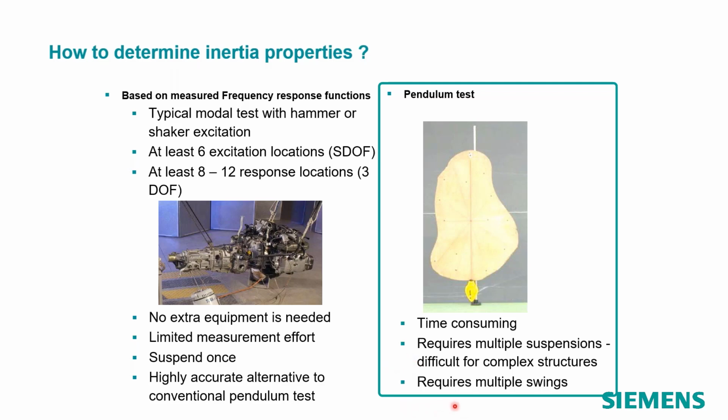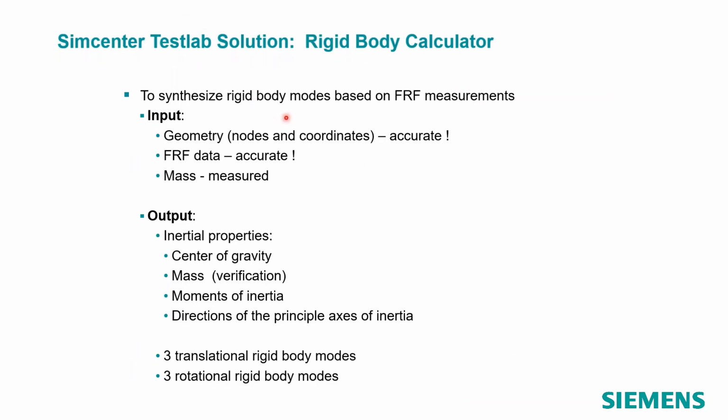With the rigid body calculator in Test Lab, we can synthesize the rigid body modes based on FRF measurements. Input is going to be the geometry. We're going to use your geometry to calculate moments and use that to calculate the moments of inertia.